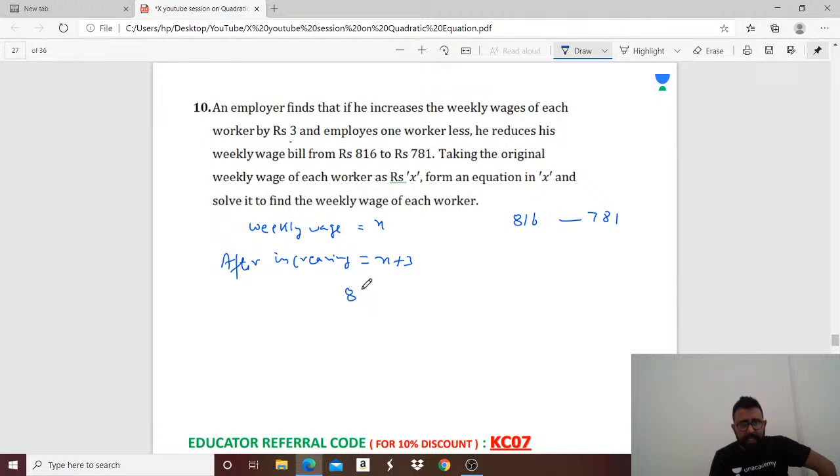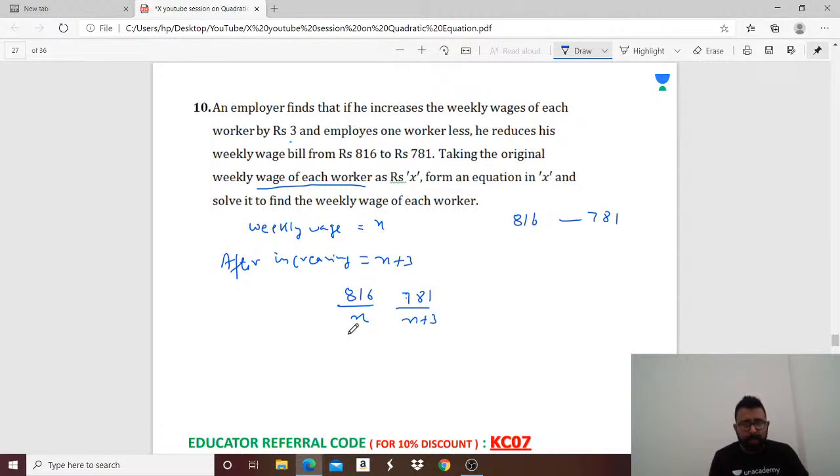So previously, if there were 816 bill, there used to work 816 by x. Itne worker pehle kaam karte the, 816 by x, right? Because weekly wage of each worker was x. Jab 3 rupees bad gaya, okay? So, aur ek labor kam ho gaye. So, in that case, it is 781 by x plus 3, right?